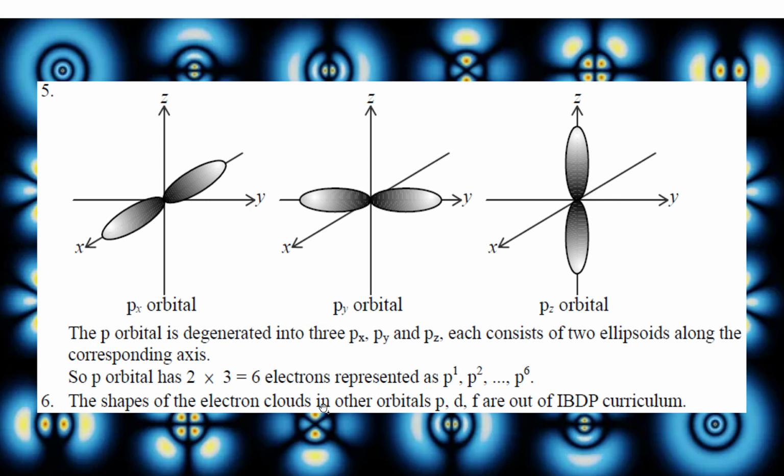The shapes of the electron clouds in d and f are out of our scope. So you just need to remember s and p, okay? s is a sphere, symmetric, so 1 orbital. p is a dumbbell or ellipsoid, 2 ellipsoids joined together, so it has 3 orbitals along the x, y, and z directions. It's very important. It becomes the sigma and then the pi bond later.